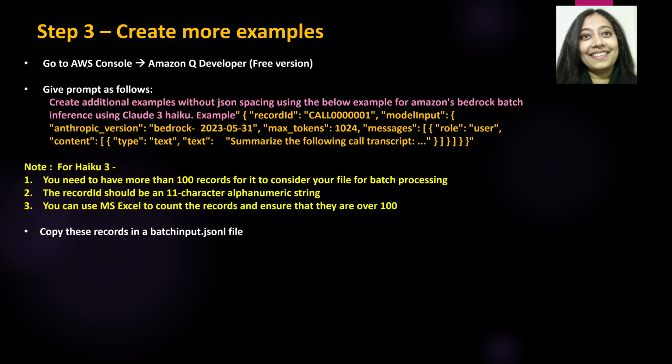Remember that we are going to create a batch job over here. So every model has a certain requirement. For Claude 3 Haiku or 3.5 Haiku, you need to have more than 100 records for it to consider your file for batch processing. Now remember, we only have one example. So that means we have to create 100 records.